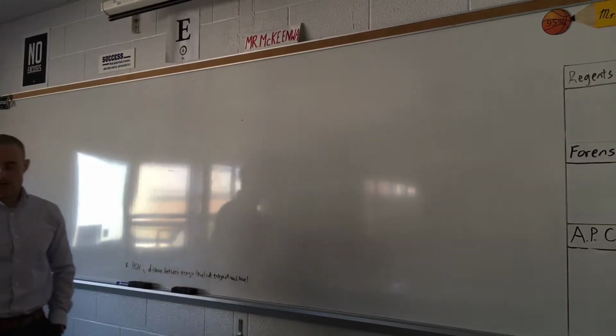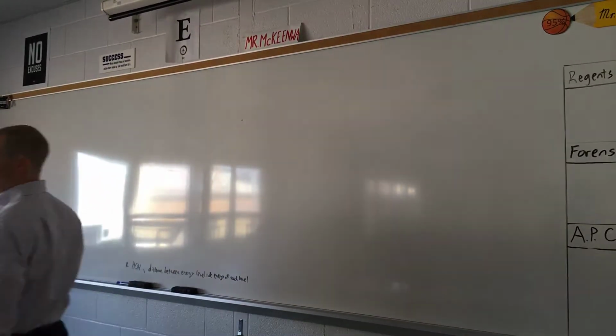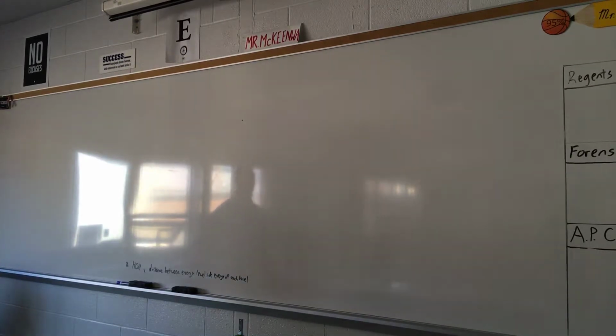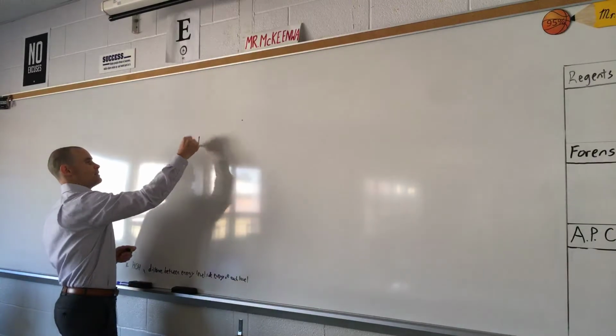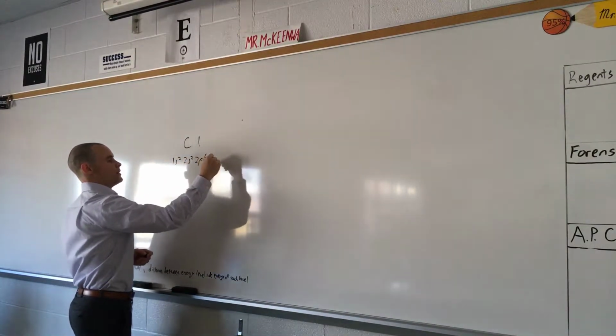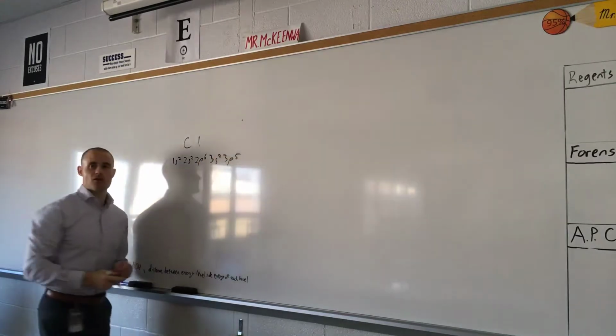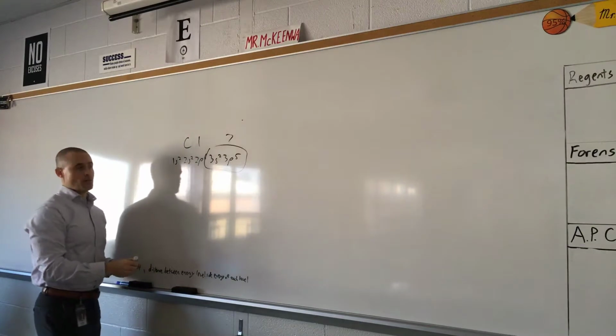Shielding is the electron repulsion between inner electrons. Sometimes inner electrons are called kernel or core electrons. So if we take, we'll just use chlorine as an example: 1s2, 2s2, 2p6, 3s2, 3p5. There's chlorine. So here's your valence electrons. There's 7 of them, right?